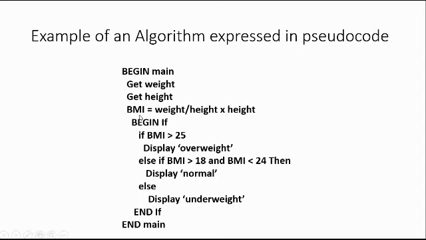After that, we start the selection construct with another begin. If the calculated BMI is greater than 25, then it will display overweight. Else if it's more than 18 but less than 24, display normal. And if none of the conditions are met, display underweight. Finally, we finish every pseudocode construct with an END word.